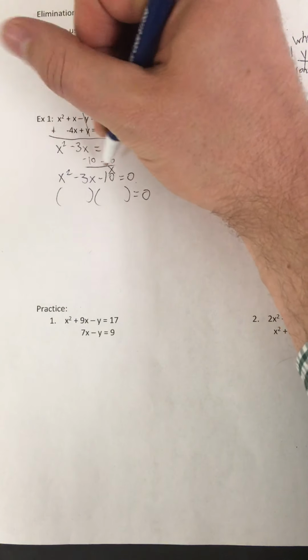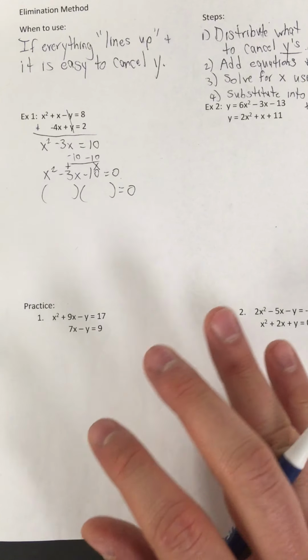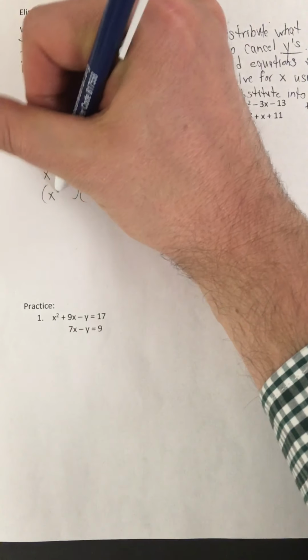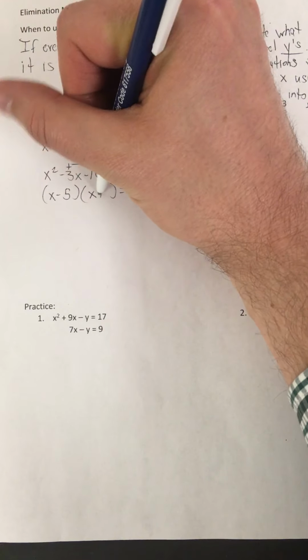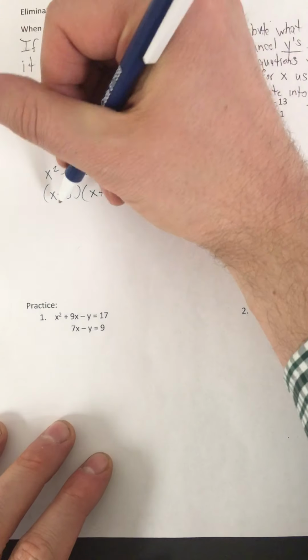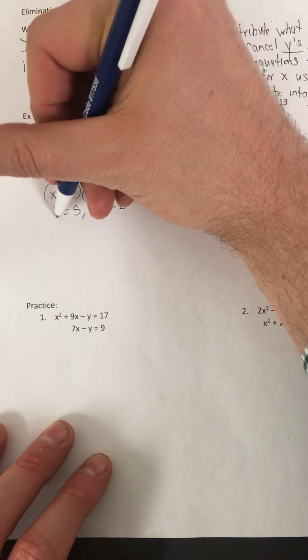All right, I need numbers that multiply to give me negative 10, add to give me negative 3. So that's going to be 5 and 2, but which one's going to be negative? The 5. x minus 5, x plus 2. Now that doesn't mean the answers are negative 5, positive 2. What's that mean for the answers? The answers are positive 5 and negative 2. These are the x values.